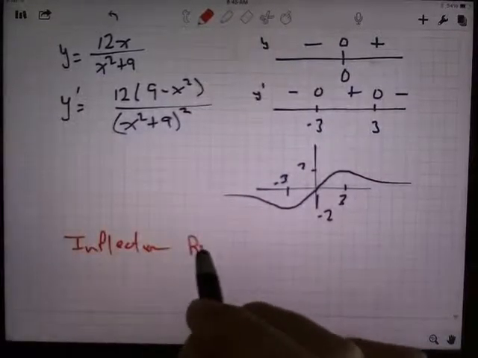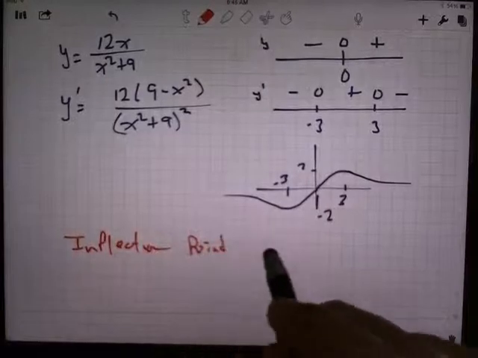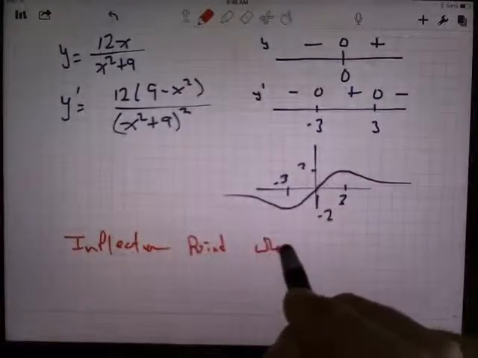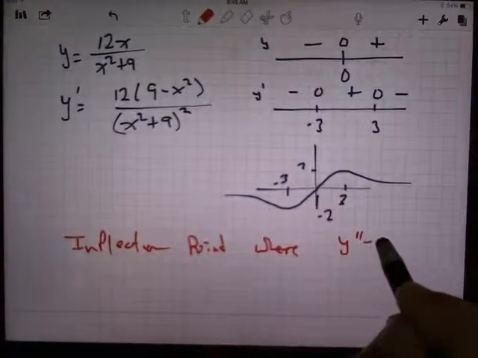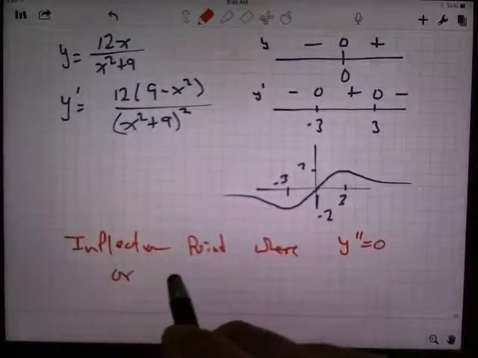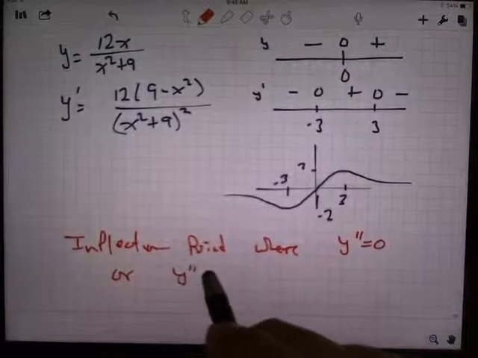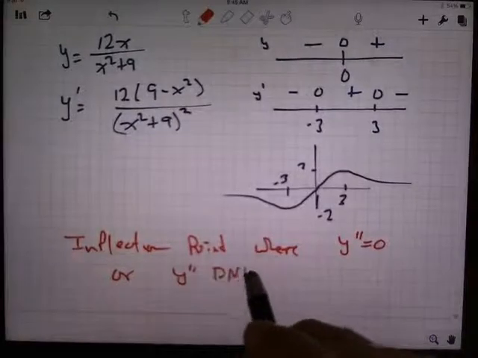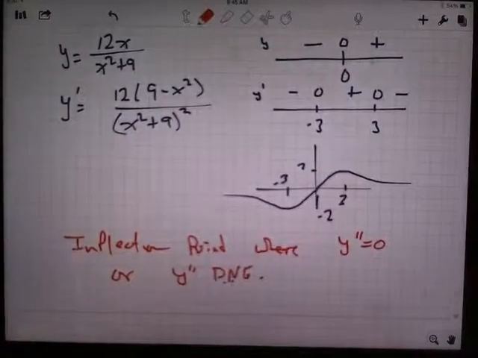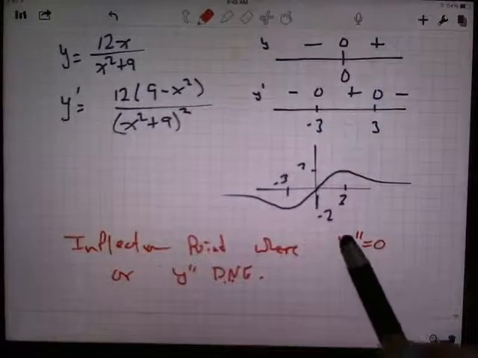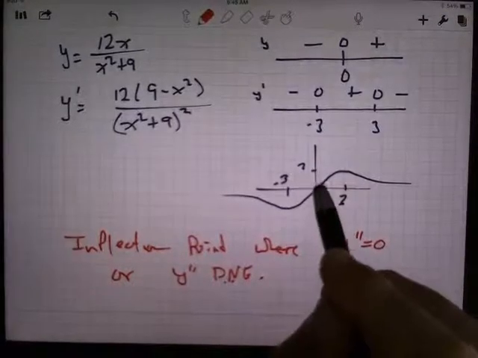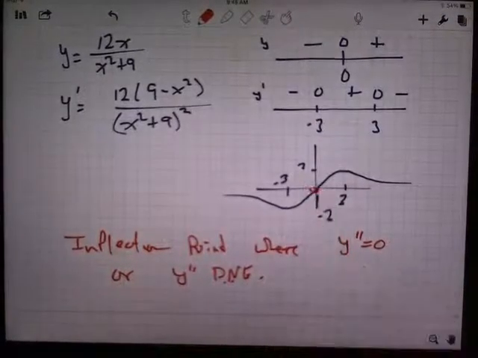Inflection point, P-O-I-N-T, where the second derivative is equal to 0, or actually the second derivative is undefined. We'll get to that, but the thing is, when you switch from concave up to concave down, you've got what's called an inflection point. I can clearly see that somewhere in here, in fact, I can probably argue that it's right in the middle right there, that there's going to be an inflection point.